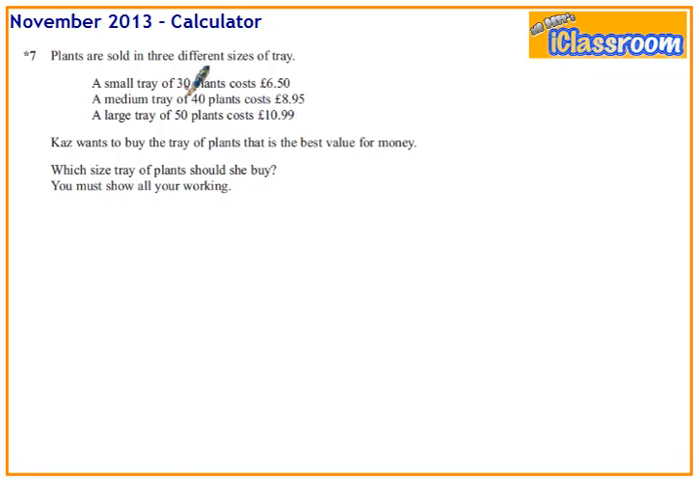Well, if 30 plants cost me £6.50, I know if I divide my £6.50 equally between those 30 plants, I will find out the cost of just one plant, which comes out to be 0.216 recurring. That's the first one done.